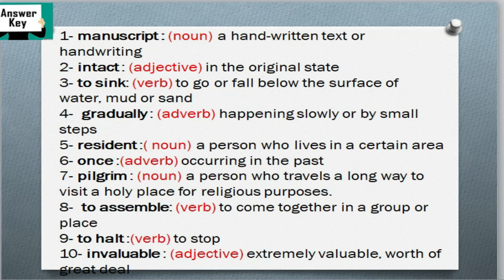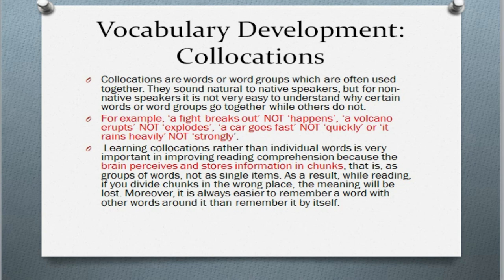Number 8, to assemble. It is a verb. To come together in a group or place. Number 9, to halt. It's a verb. It means to stop. And number 10, the last one is invaluable. It's an adjective. It means extremely valuable, worth a great deal. Okay, here is the last part, collocations.